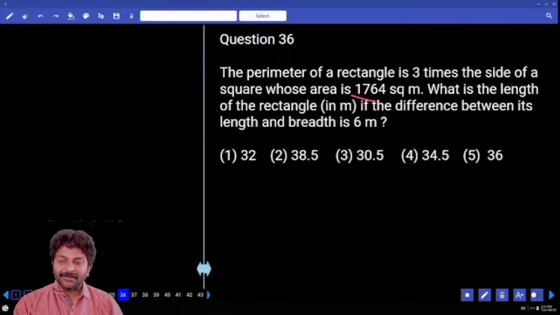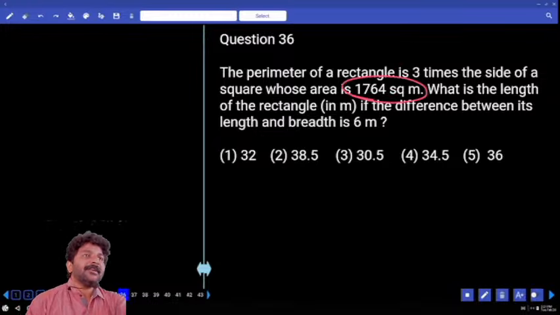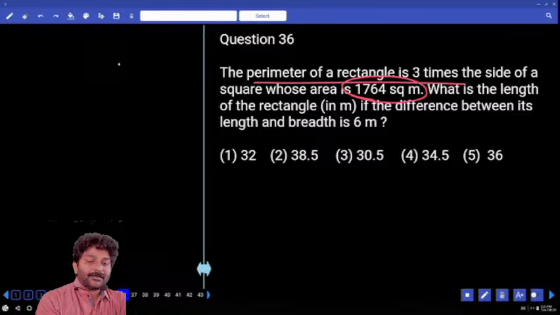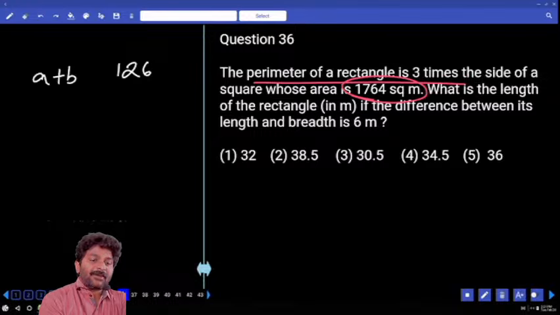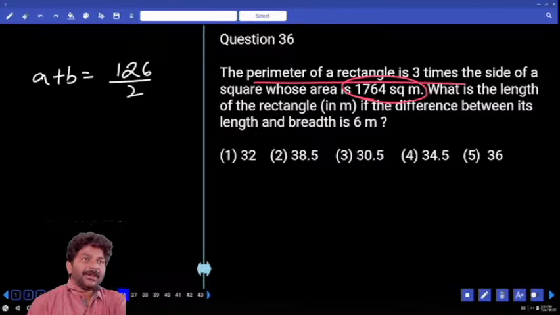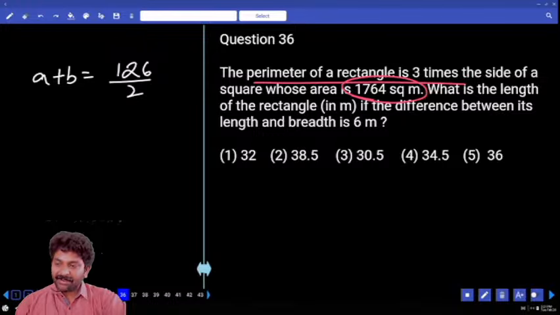So finally, which square is this? That's what I need. 42 square. Then the side of the square is 42. Perimeter of the rectangle is 3 times of it. 42, 3 times, 126, which is the perimeter, right? That means 2 times of a plus b. Can you tell me what is a plus b value? 126 by 2. How much is that? 63. Okay, right. Next, continue.